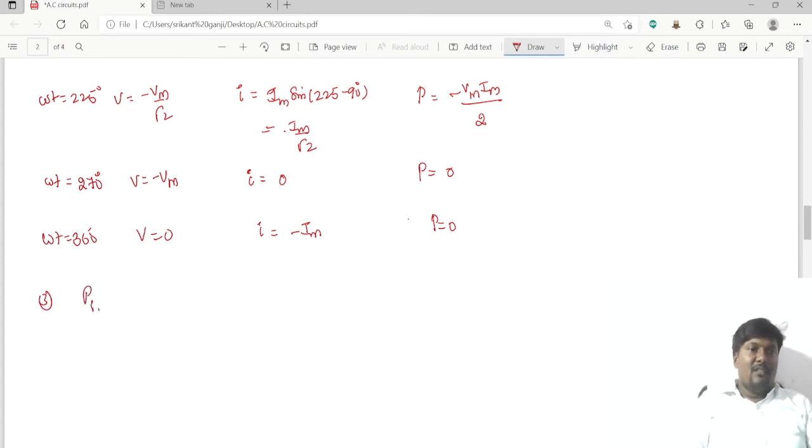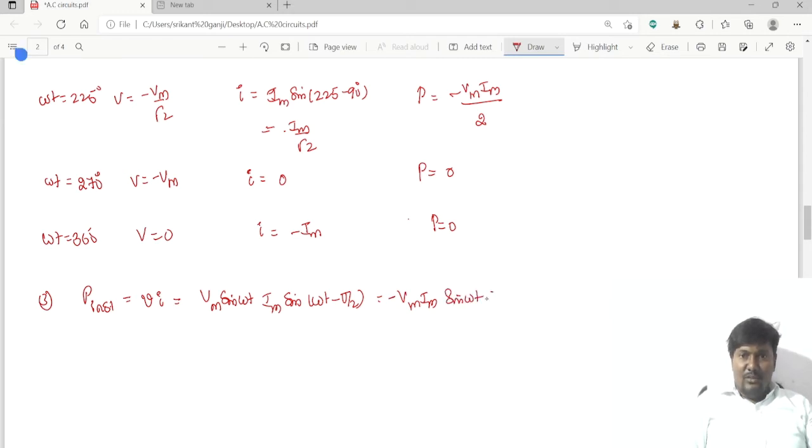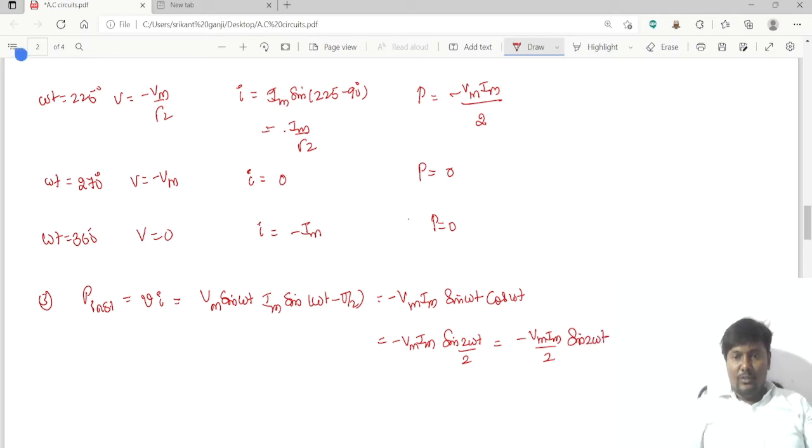The instantaneous value of the power is the product of the instantaneous values of voltage and current. So V max sine omega t into I max sine of omega t minus pi by 2, which gives minus V max I max sine omega t into cos omega t. So minus V max I max sine 2 omega t divided by 2. So minus V max I max by 2 into sine 2 omega t.